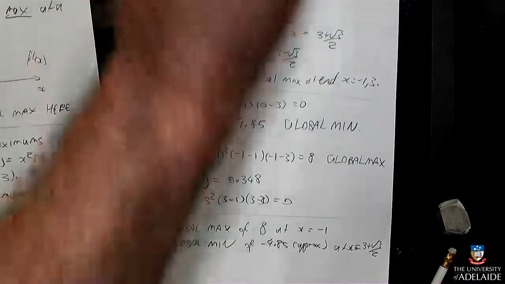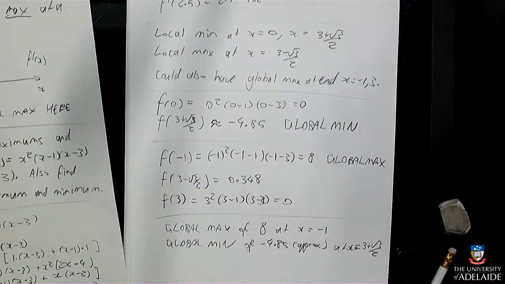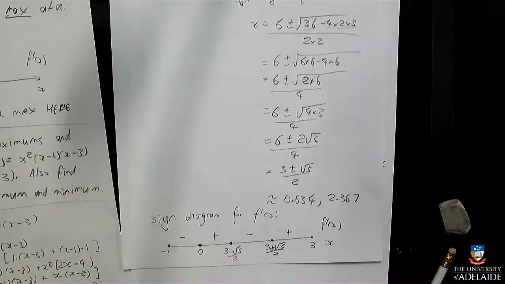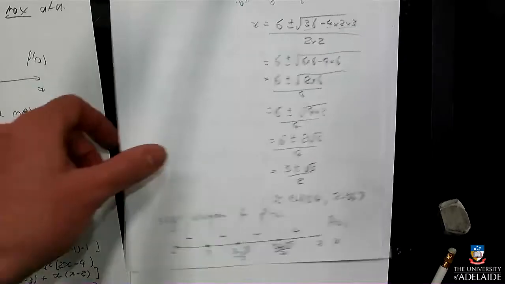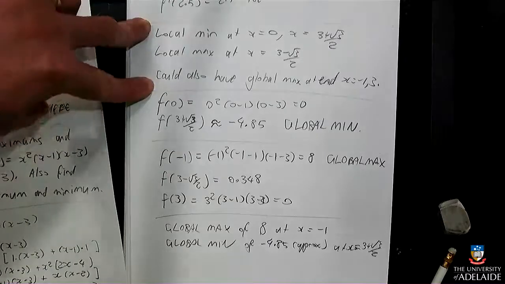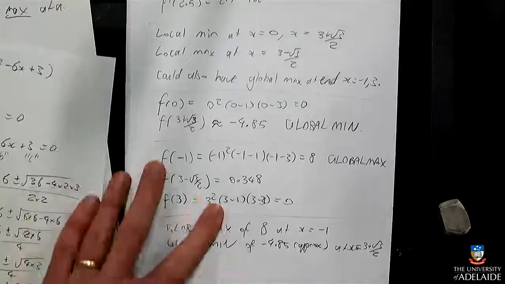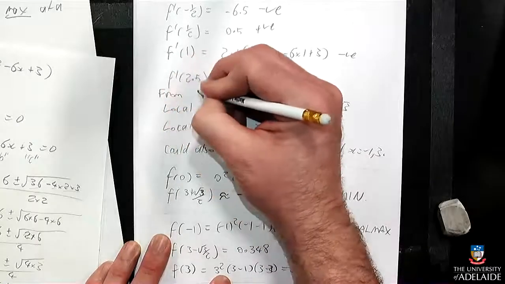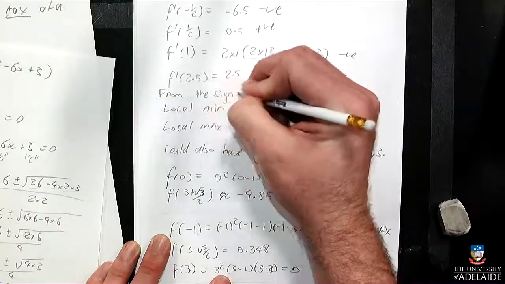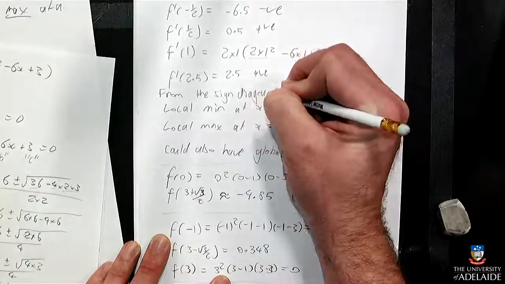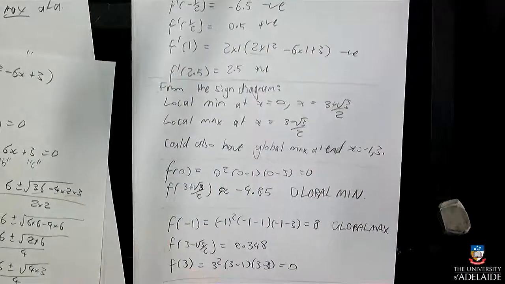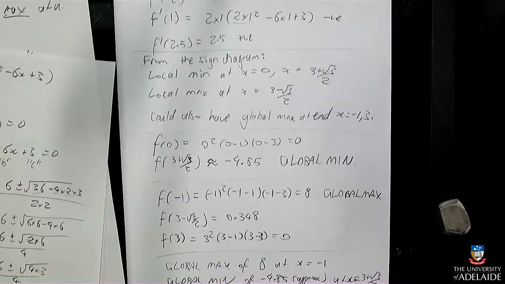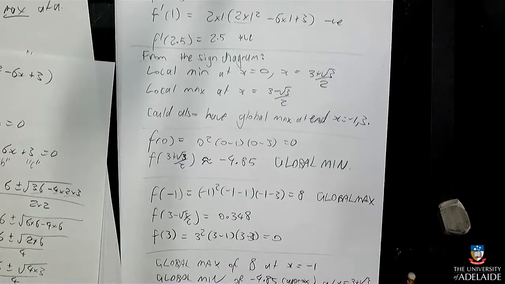Okay, so that's the idea of finding local maximums and minimums. First you find out where the turning points are, and then you can tell from whether it's positive or negative as to whether they're local maximums and minimums, which as I did here from the sign diagram. So I should probably actually tell the reader that I did that. From the sign diagram, they're the local minimums and local maximums. We could also have global maximum at the endpoints. And then we calculate the values at all those points, and we'll be able to pick which one is which.